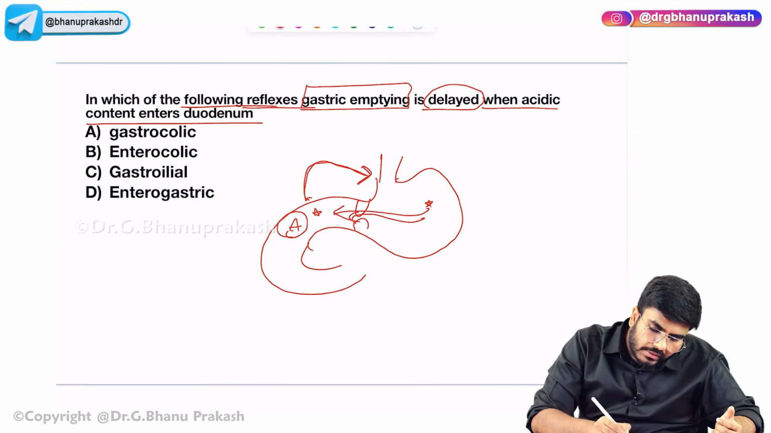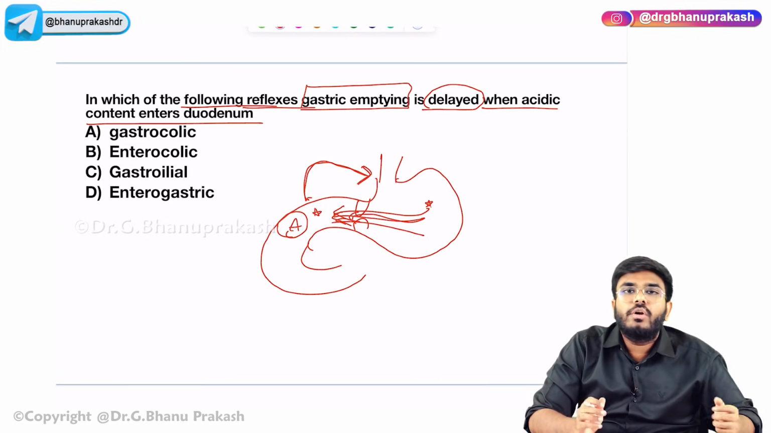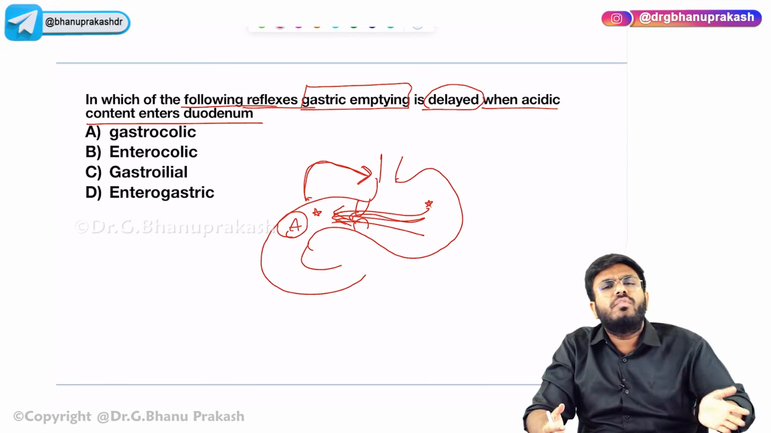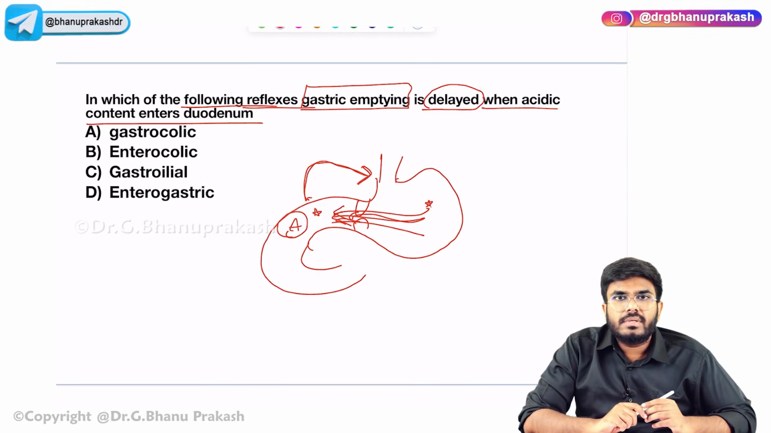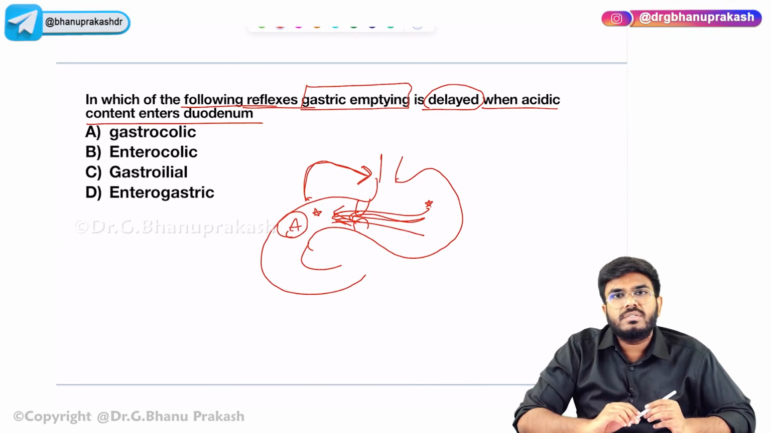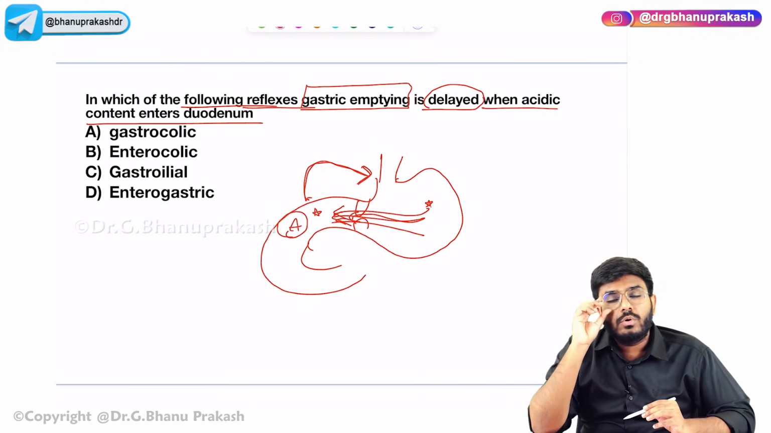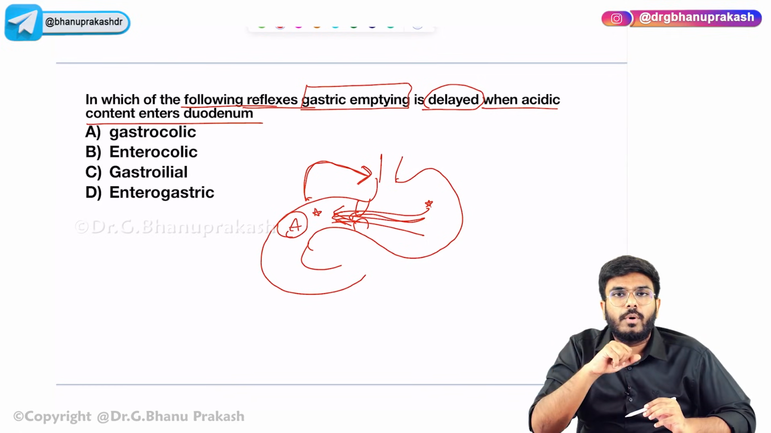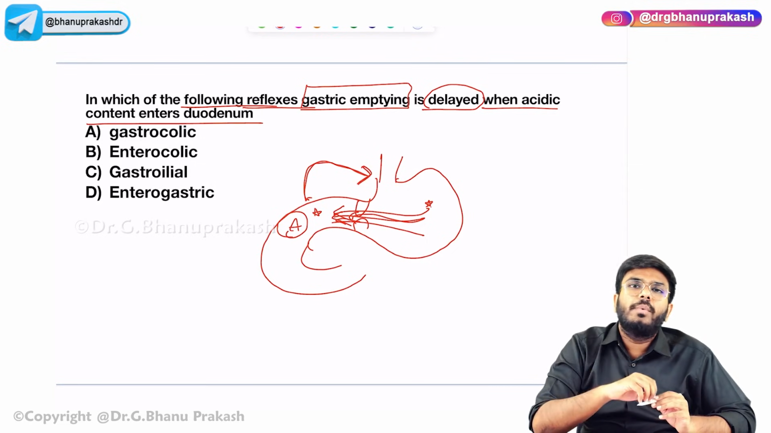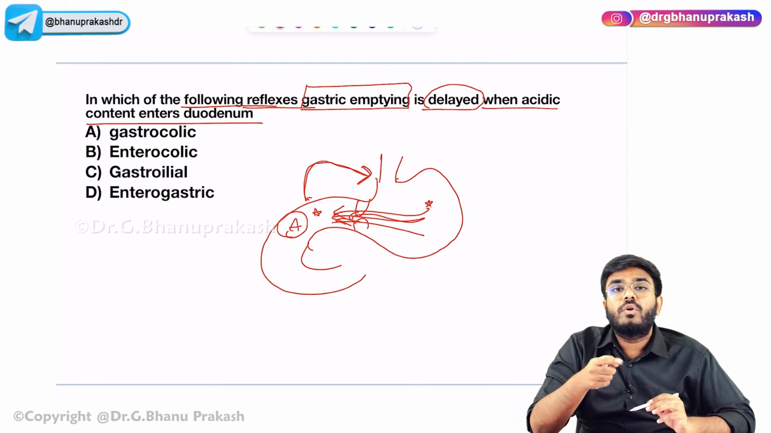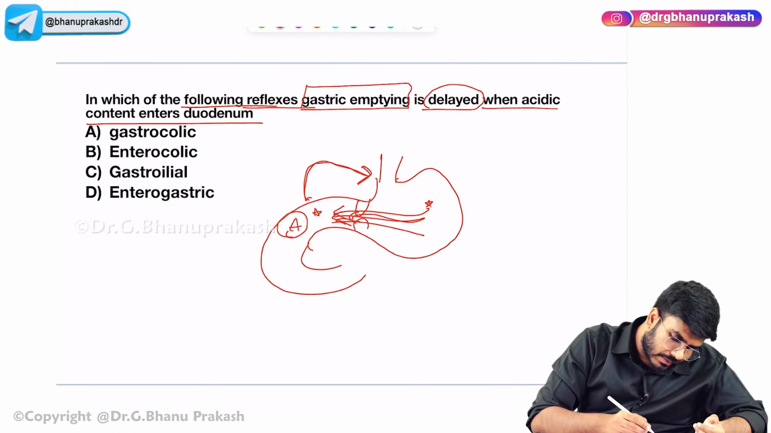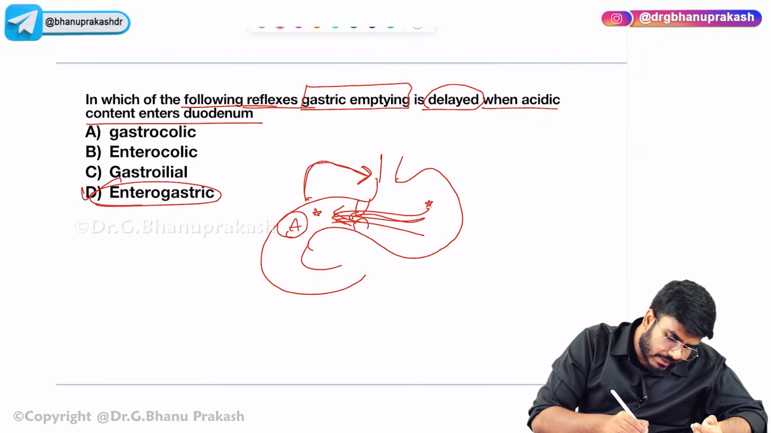Otherwise, if all the food enters into the duodenum at a time, you imagine, what happens? There will be an immediate rapid sugar spike. There will be a glucose spike in the blood. That's not good for the body. So there should be little by little movement of the food from the stomach into the duodenum, and that will happen with the help of enterogastric reflex. So that is enterogastric reflex.